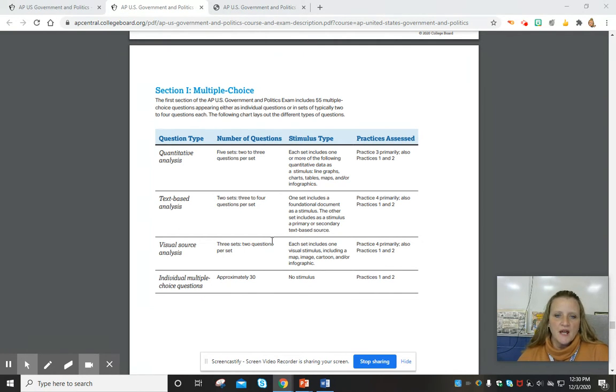The visual source analysis might have political cartoons. It says there are 3 sets, 2 questions per set. Each set includes 1 visual stimulus, including a map, image, cartoon, and or infographic. They're really big on voting data. That's some of what I've seen, like different elections' data or different countries versus the United States. That's why I included those in some of your PowerPoints.